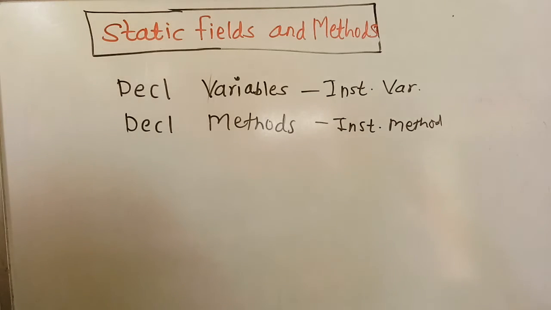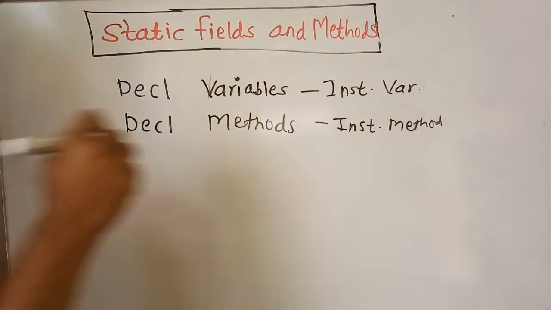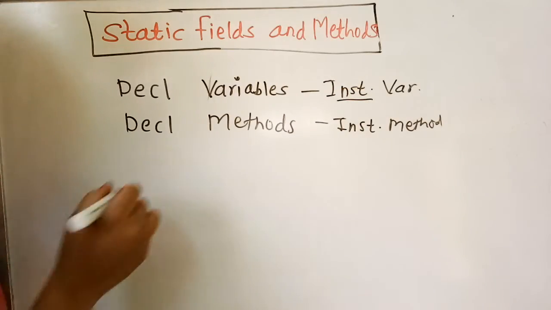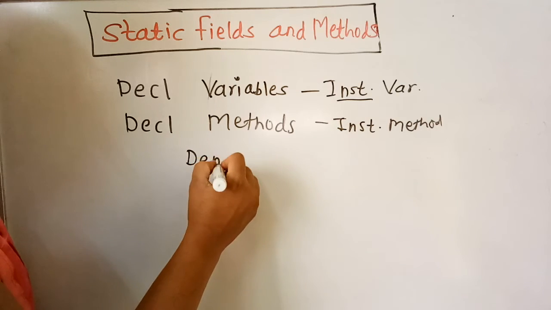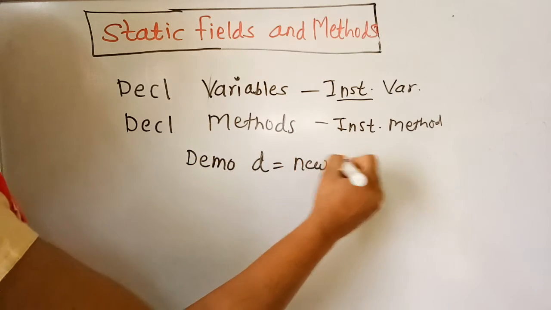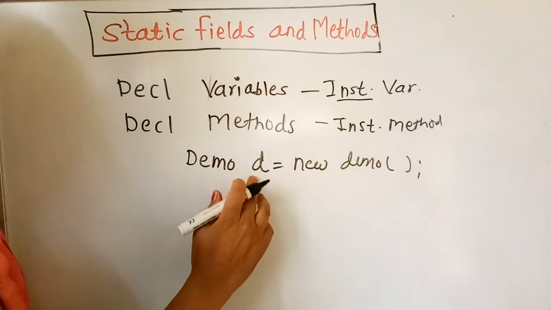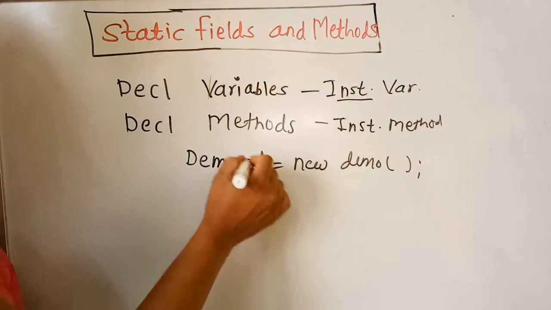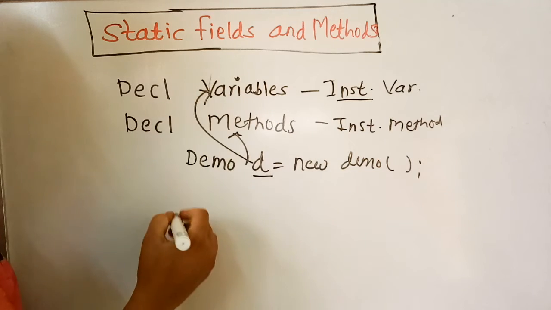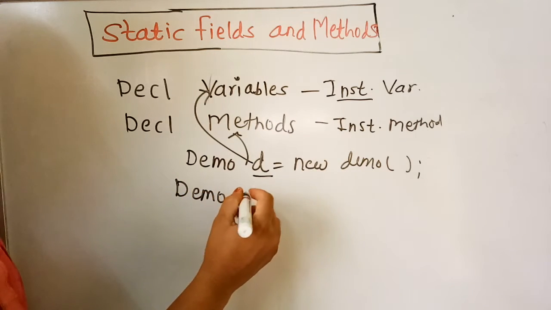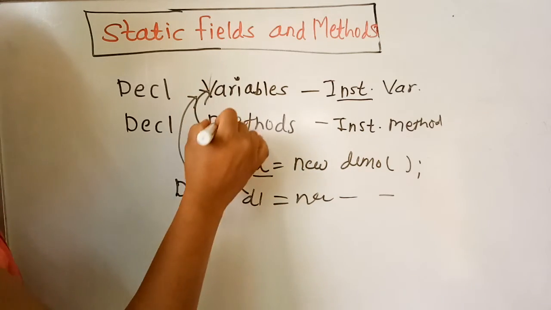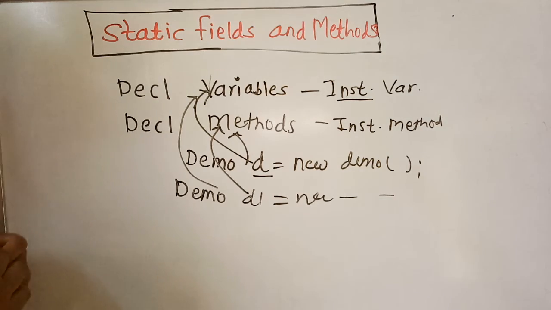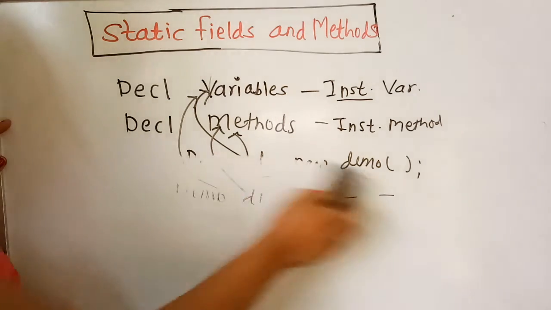We can access the static variables and static methods using the dot operator. For example, what is an instance? When the class is newly instantiated, for example, I create Demo d = new Demo, then at that time one copy of both of these is created. When I create d1 = new Demo, a second copy is created, and so on. So we are taking instances of these variables and methods.